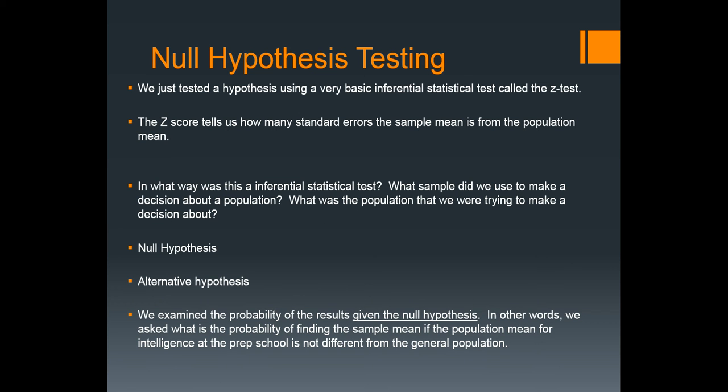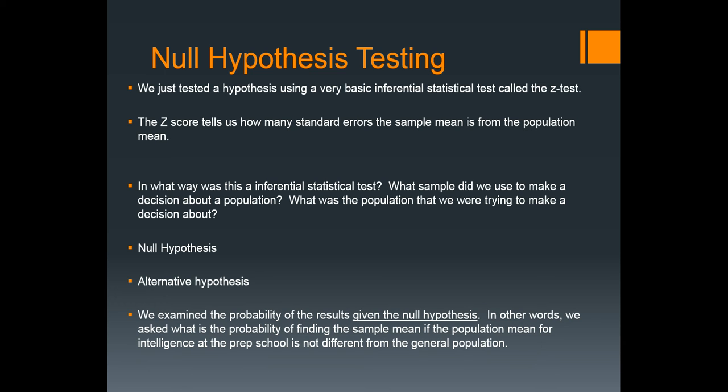So what we just did, you should be very excited. I know you didn't know it while we were doing it, but what we just did was a null hypothesis significance test. We just tested a hypothesis using a fairly basic inferential statistical test called a z-test. Actually, I should say the z-score from the z-test. I don't want to confuse you because it's a little bit different from a straightforward z-score. But the z-score from the z-test tells us how many standard errors the sample mean is from the population mean.